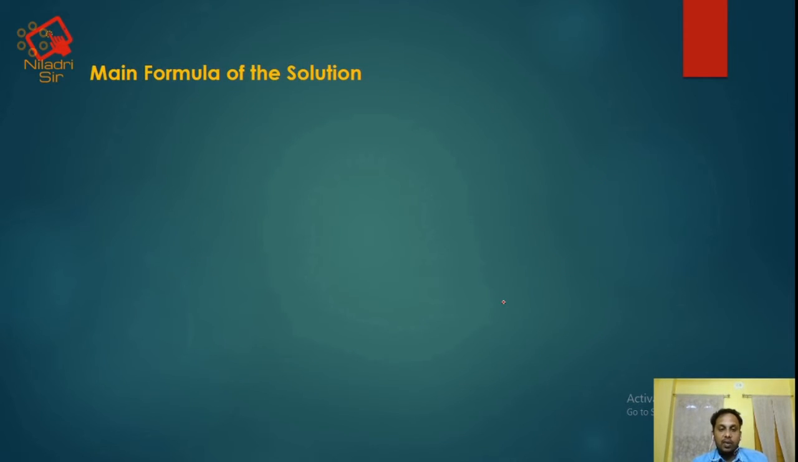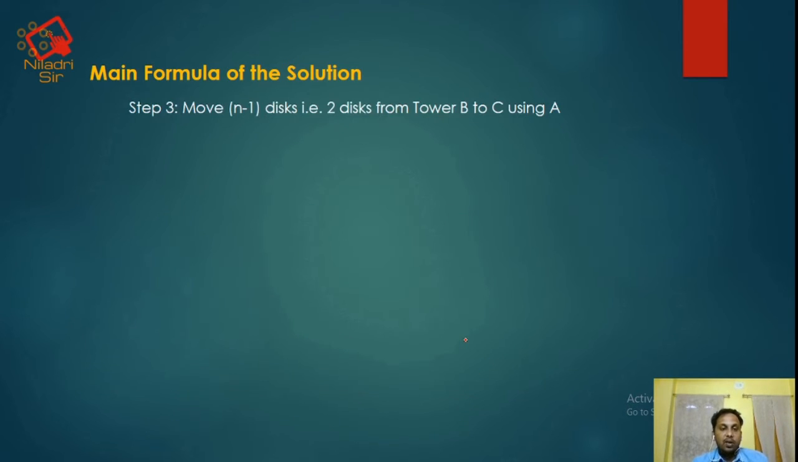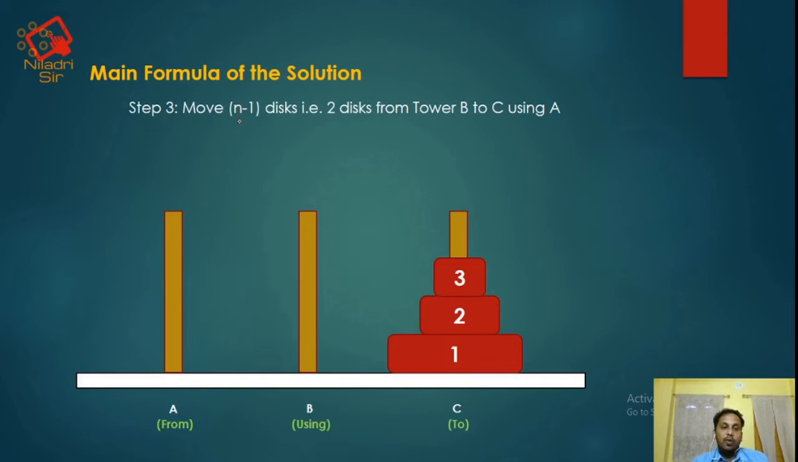Next, we move a disk from tower A to C, so from A to C. Next, we move n minus 1 disks, that is two disks, from tower B to tower C using A. So this is all three steps basically. At first n minus 1 disks from A to B using C, then a single disk from A to C. After that n minus 1 disks from B to C.